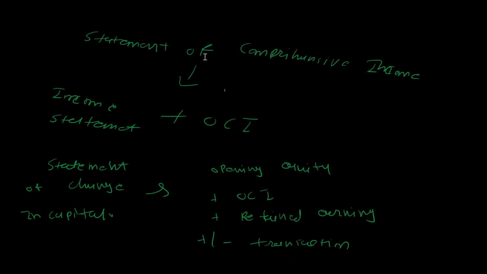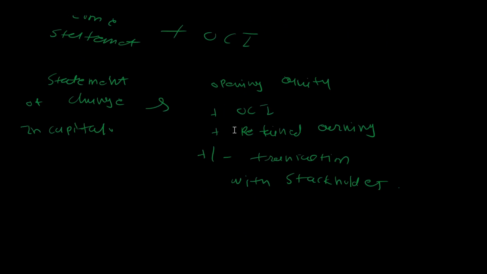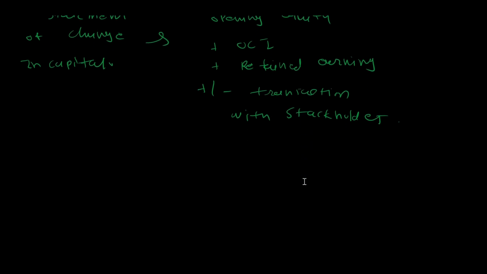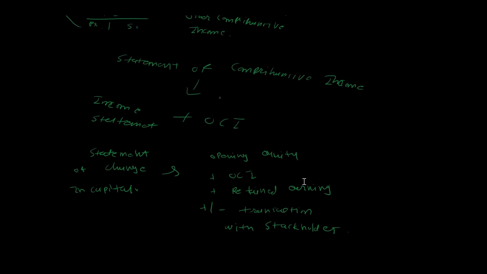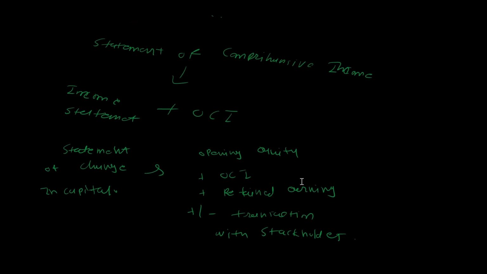There is another statement called the statement of comprehensive income. Comprehensive income includes the income statement and these OCI figures also. And another statement is called the statement of changes in equity. It includes opening equity plus OCI plus retained earnings plus or minus transactions with the stakeholders. These are the basic concepts and explanation about these reports.